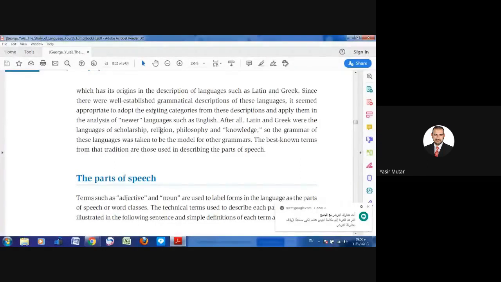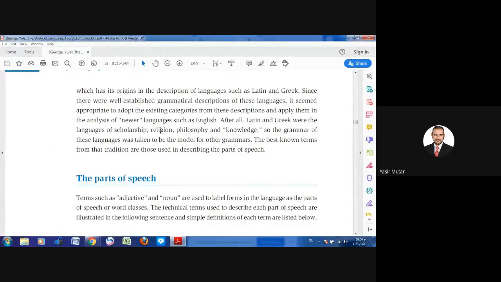English is heavily affected by Latin and Greek, especially in the grammatical description of sentences. And actually, here the writer said it's not something astonishing. Why? Because Latin and Greek were the languages of scholarship, religion, philosophy, and knowledge.